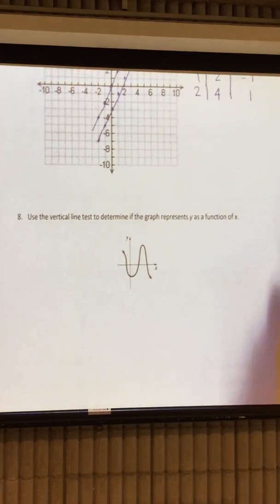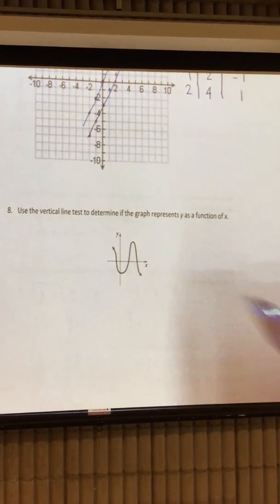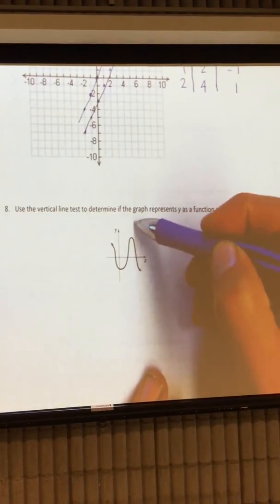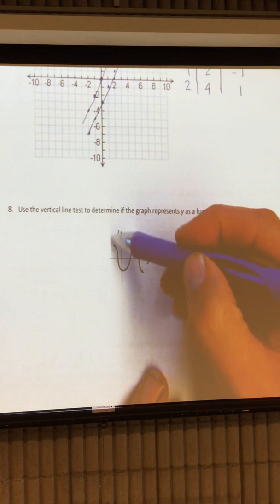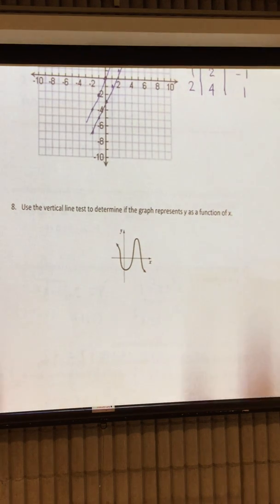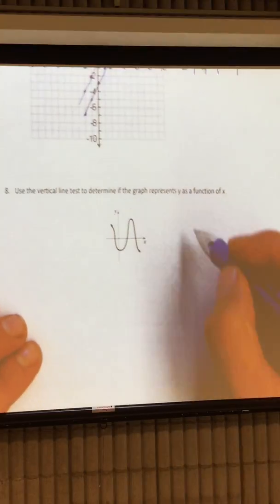Problem number 8. Use the vertical line test to determine whether the graph shown represents a function. If we pass any vertical line through the graph, it can only intersect that graph one time. And any vertical line passes through this graph one time.